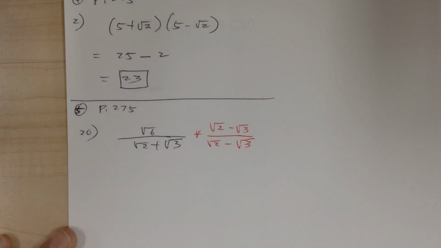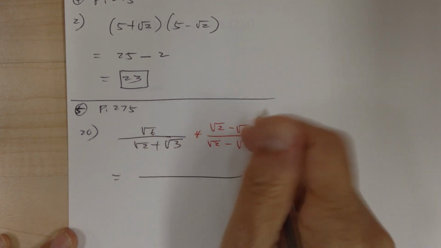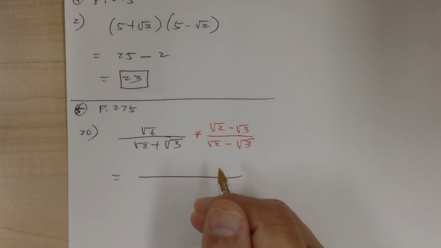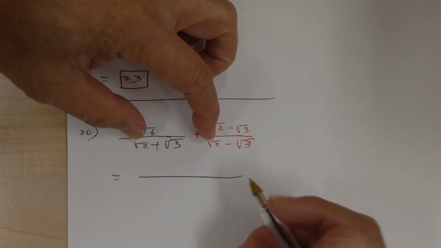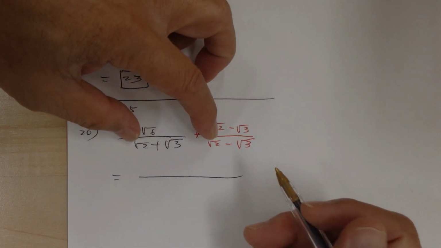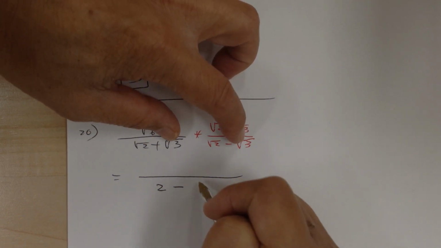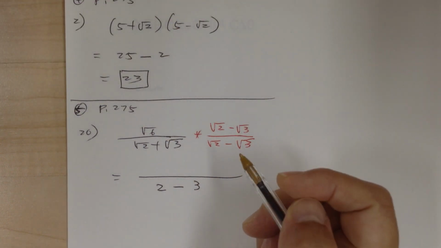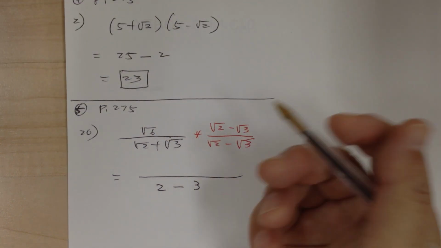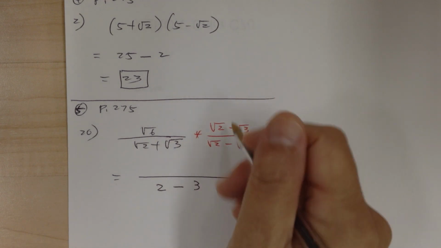Okay, so you always do the bottom first. Don't do the top yet, because sometimes you can cancel and reduce. So with the conjugate, again, you multiply F and L. So this will give you 2, plus times minus would be minus, and this times that will give you 3. And so on the top, you can go and multiply already.